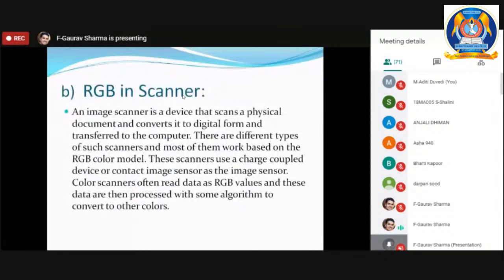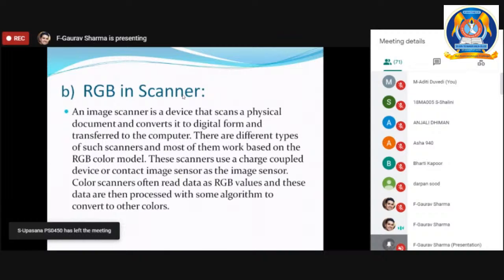The second application is the scanner. An image scanner is a device that scans physical documents, converts them to digital form, and transfers them to the computer. So how does the scanner work? How does it scan a colored image? It uses the concept of RGB.